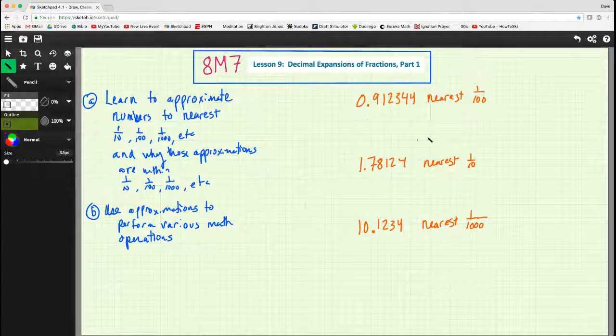So the first thing to do is to recall which digits are which. After the decimal, this would be the 10th digit, this would be the 100th digit, and this would be the 1000th digit. So in this case, we're rounding to the nearest hundredth, so we're going to want the 100th digit, which is this digit. I'll just underline it real quick. And down here, we're going to round to the nearest 10th, so we're going to round to this digit. And over here to the nearest 1000th, and that's going to be this digit.